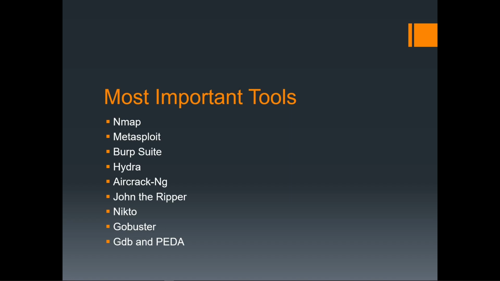Aircrack-ng, a set of wireless tools for assessing the security of Wi-Fi networks, including Airodump, Aircrack, cracking WPA and WPA2 passwords. John the Ripper, a popular password cracking tool known for its ability to crack various password hashes. Nikto, a web server scanner that detects potential vulnerabilities and security issues in web servers and web applications. GoBuster, a directory and file brute forcing tool used to discover hidden directories and files on web servers. Finally, the GNU Debugger, GDB, and the Python exploit development assistance tool for assisting in exploiting binaries.